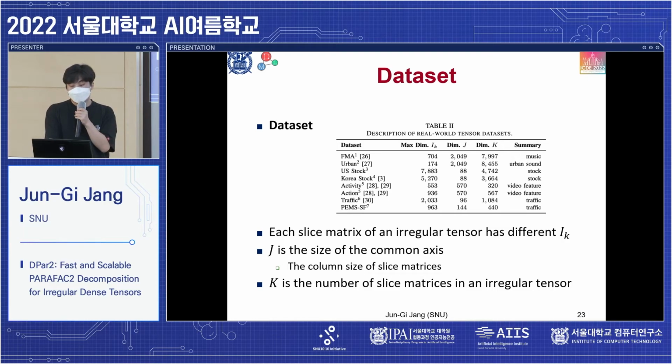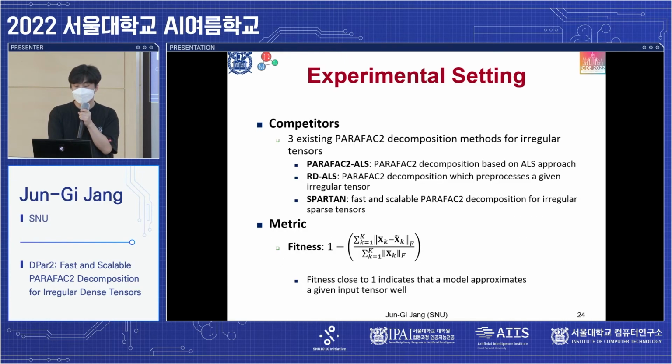We use 8 real-world irregular tensors, including sound data, stock data, and traffic data. Each slice matrix has different IK, J is the size of the common axis, and K is the number of slice matrices. We compare DPar2 with 3 existing PARAFAC2 decomposition methods for irregular tensors: PARAFAC2 ALS, RDALS, and Spartan. We use a metric, fitness, which measures how well a model approximates a given input tensor. Fitness close to 1 indicates that the model approximates a tensor well.